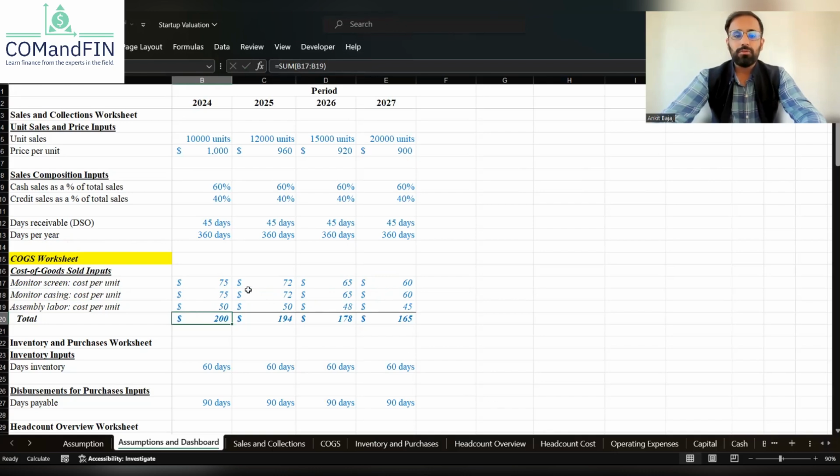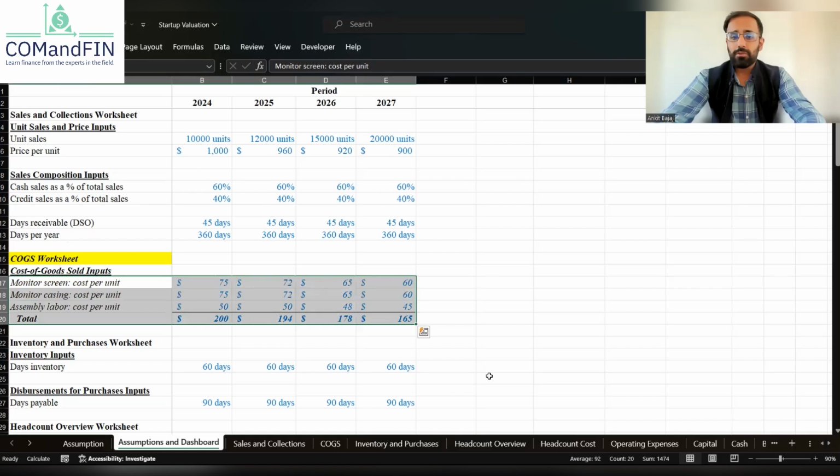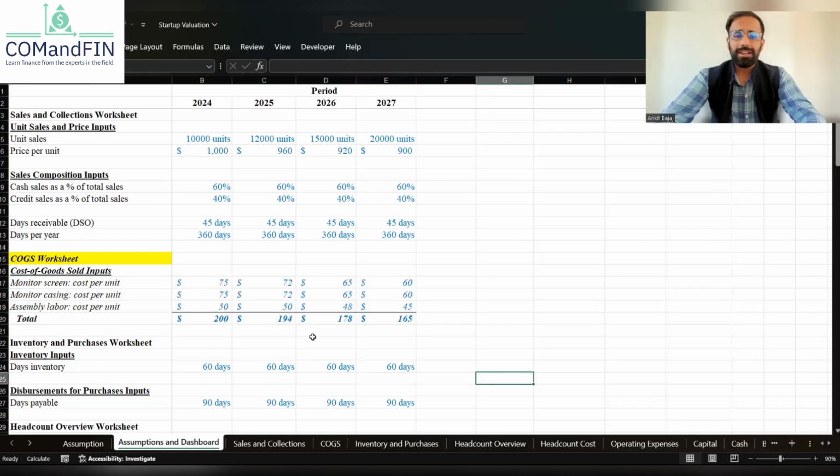So now if I want to compute the total cost related to COGS, what I will do here, I will take total units and multiply this with cost per unit, right? So if I want to calculate the monitor cost for year 2024, I will take 10,000 and multiply this with $75. So that is going to be 7,50,000.